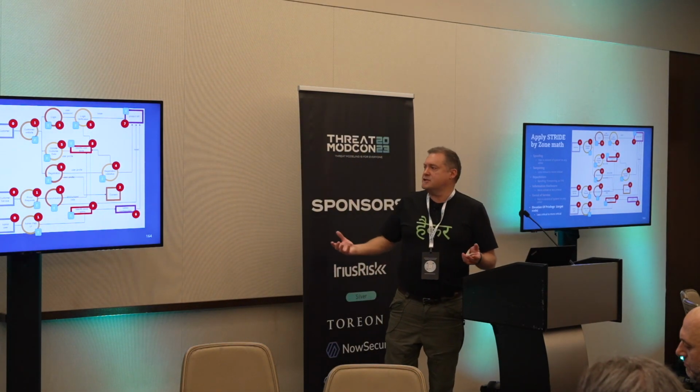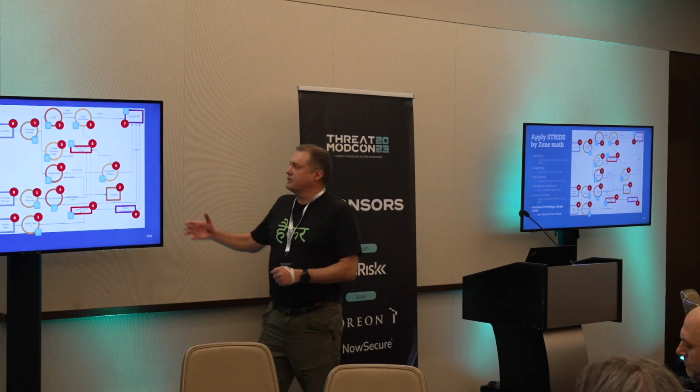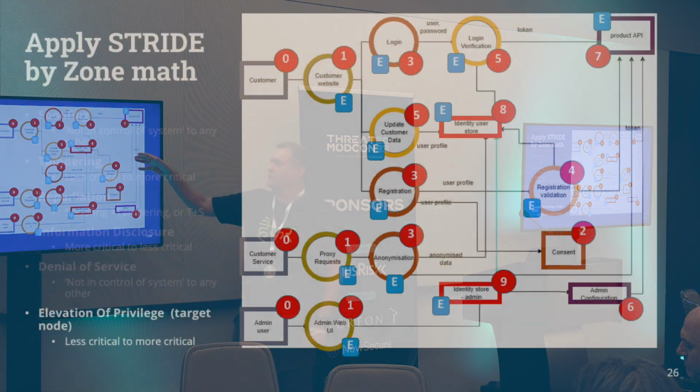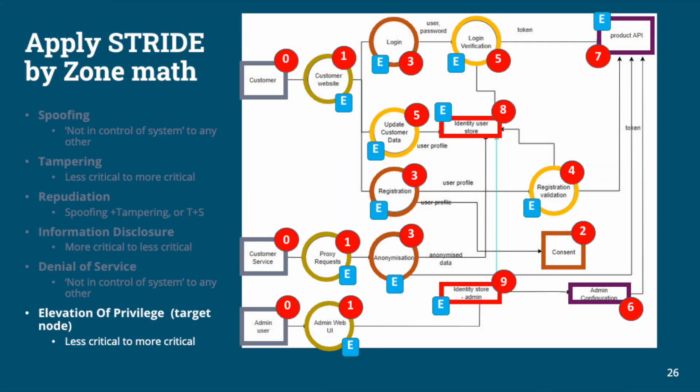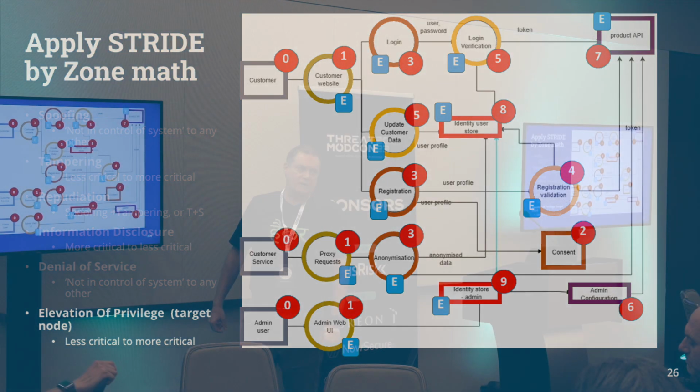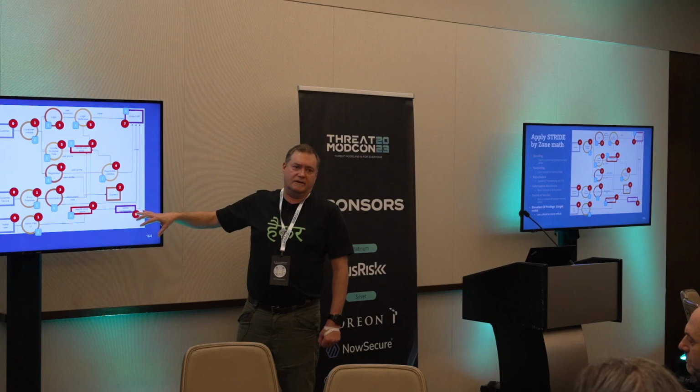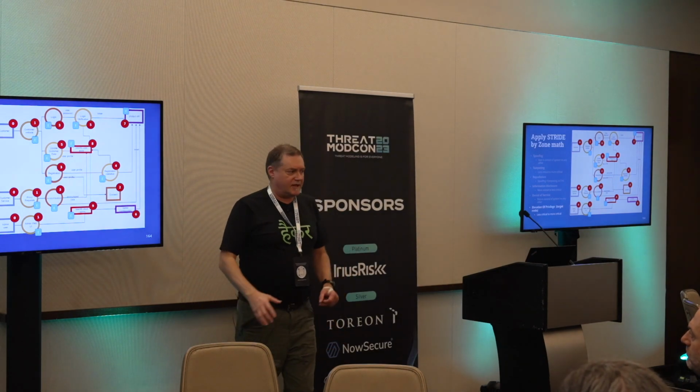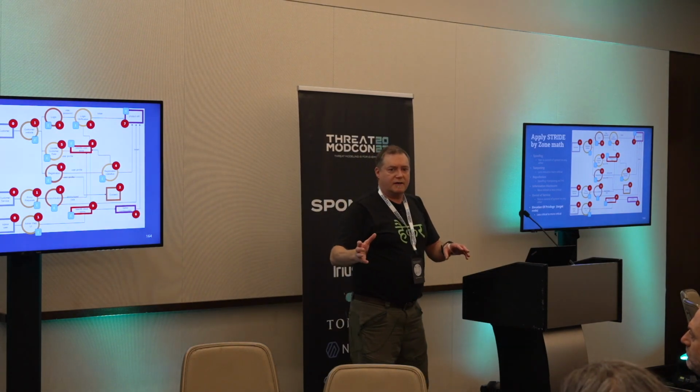And then finally we have elevation of privilege. Elevation of privilege is on the target node, from less critical to more critical. Again, because potentially you're calling from a less critical area, or an area which has fewer permissions set, to a higher area, and therefore you put it around on the different nodes there. So you're going to find it all throughout the system, on elevation of privilege issues. So that's just applying STRIDE.